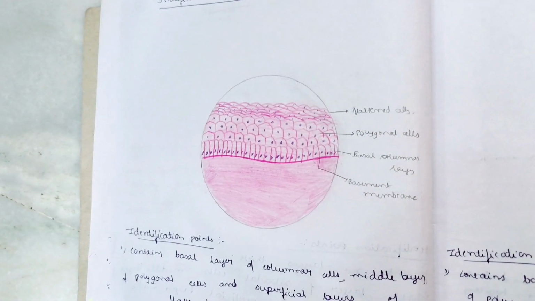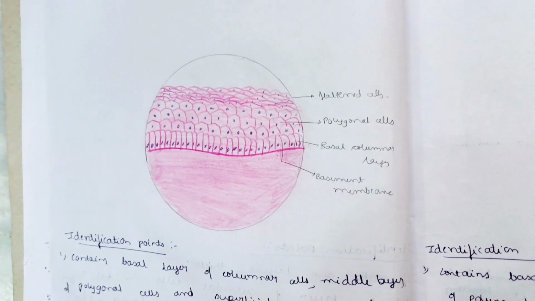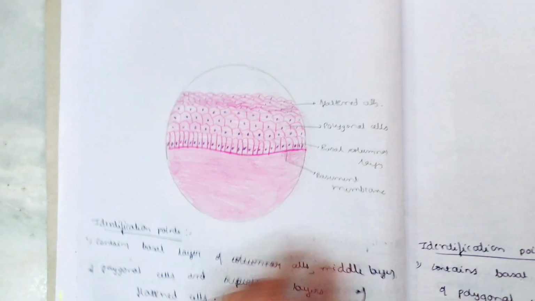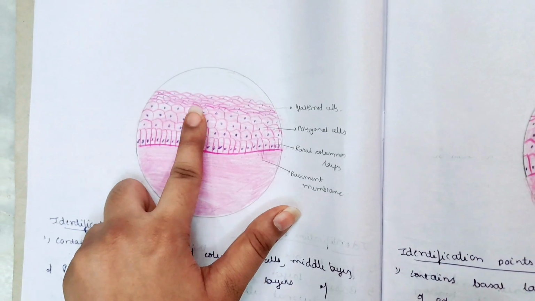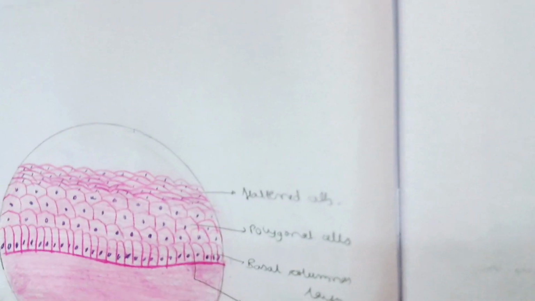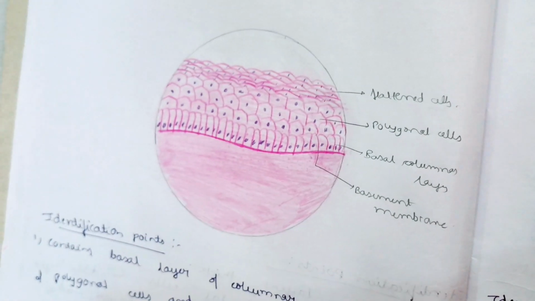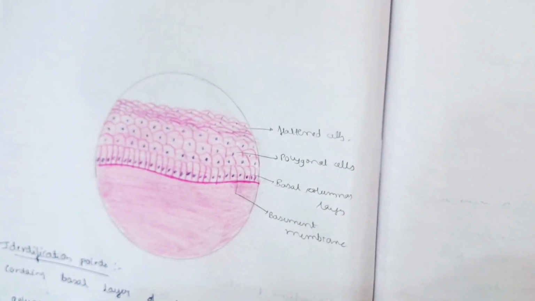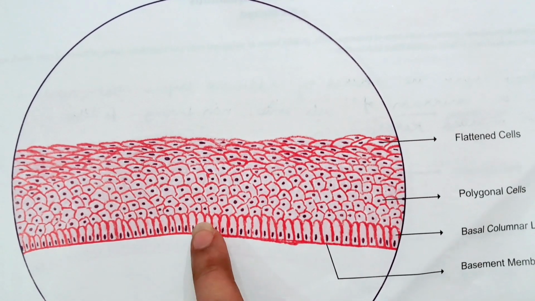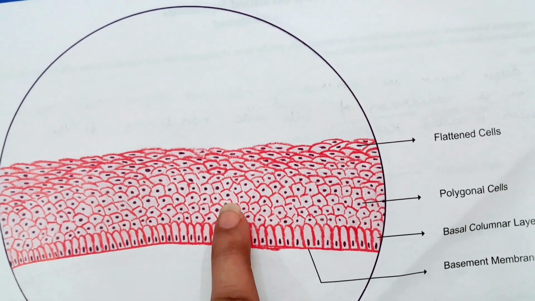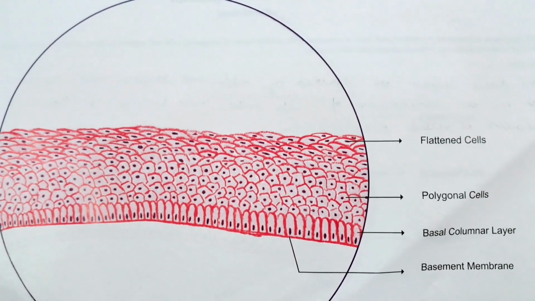So let us see how we need to draw. First we need to draw a basement membrane and a basal layer of columnar cells with basal nuclei, and polygonal cells, and the upper flattened cells which look like simple squamous epithelium cells. So we need to draw flattened epithelium cells. See, this is stratified squamous non-keratinized with basal columnar cells, polygonal cells and upper flattened cells. That is stratified squamous non-keratinized.